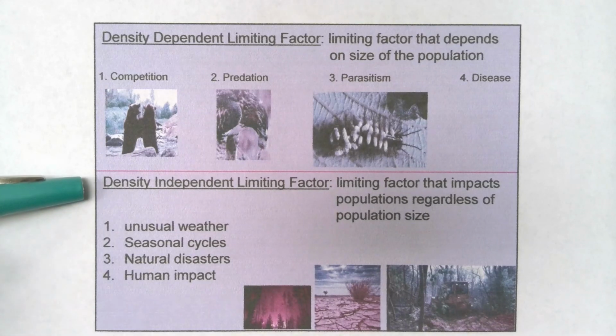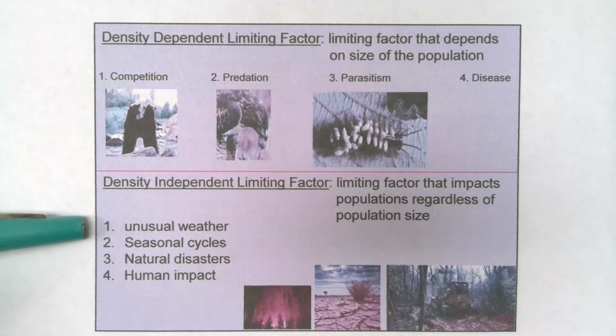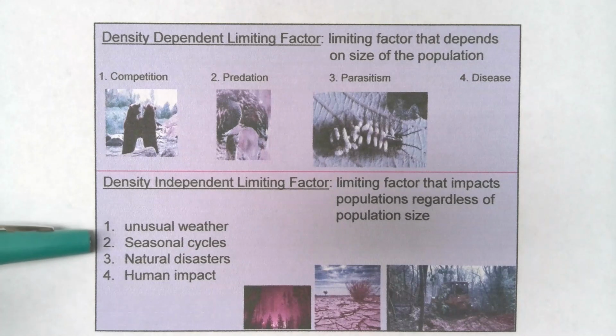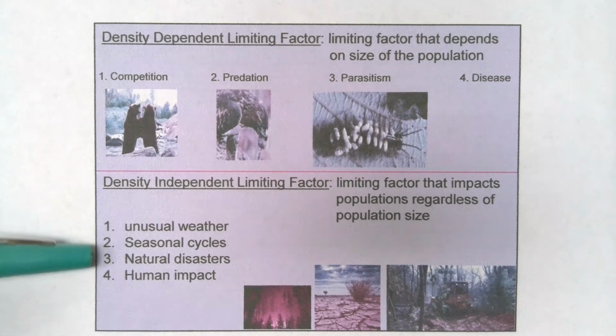Density independent limiting factors are factors that are going to impact populations regardless of their size. So unusual weather, like we had Hurricane Laura that came through about 3-4 weeks ago. That's going to impact populations regardless of their size. Seasonal cycles, natural disasters, of course, I just mentioned one, but even just unusual weather patterns that are not necessarily touted as being a natural disaster, those will impact populations regardless of size.